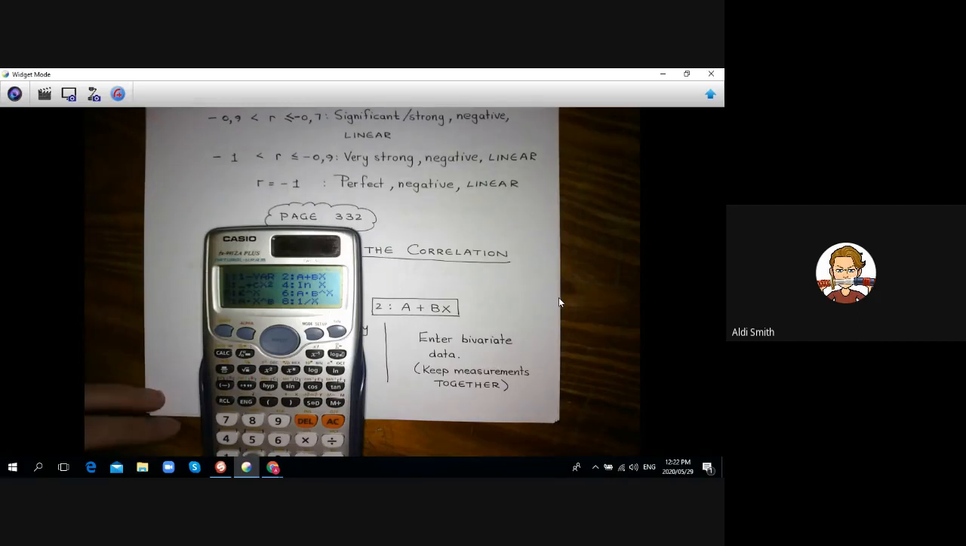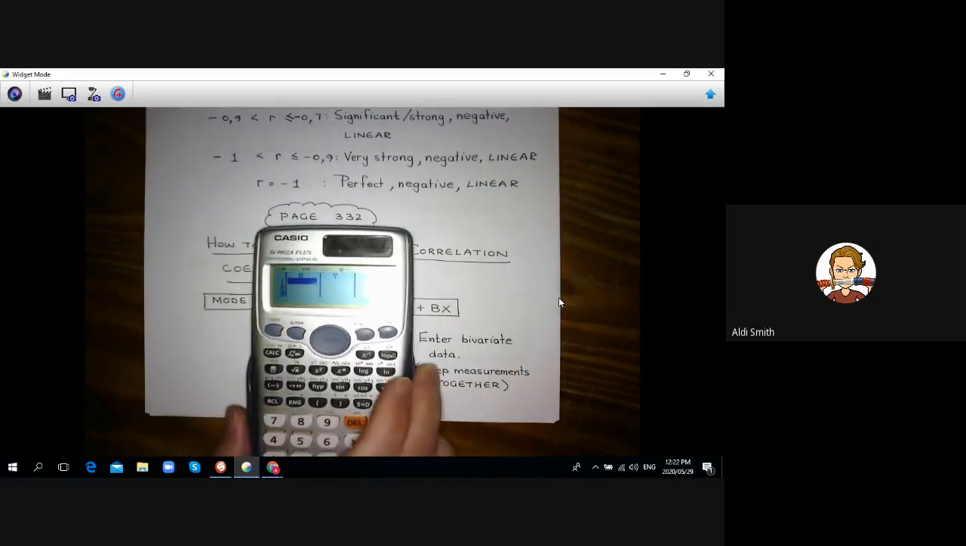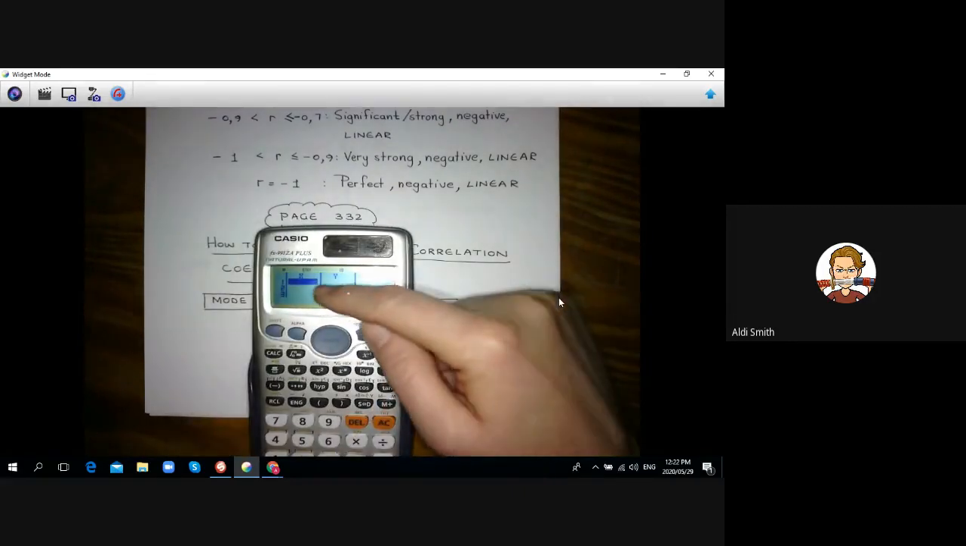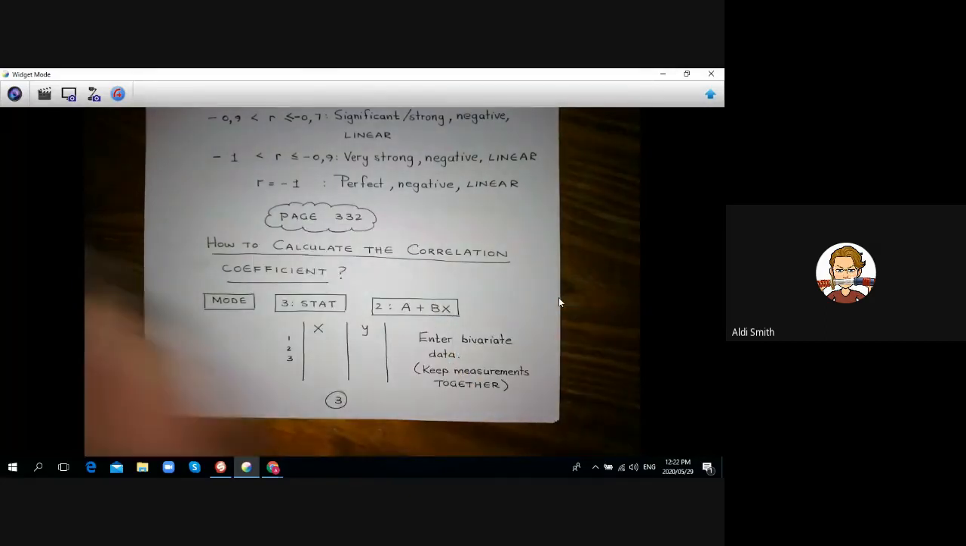So we press 2. Then what pops up, what has never popped up before, is xy. That means we need not only the x coordinate, we need the corresponding y coordinate. So I've gotten an example here from a past paper.